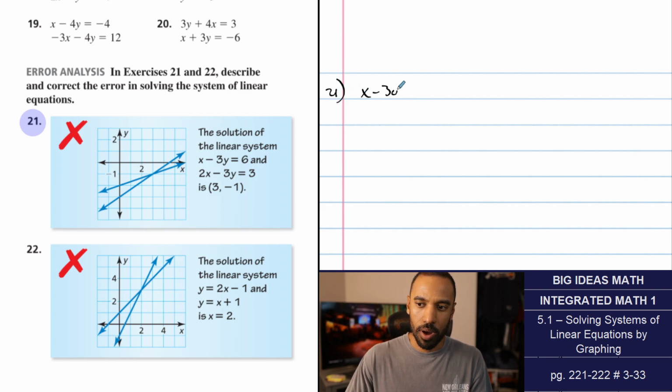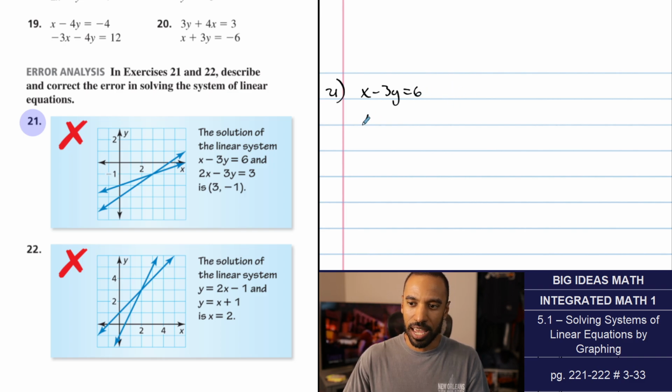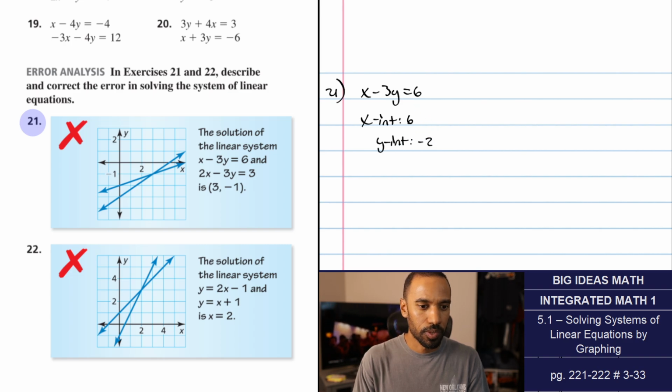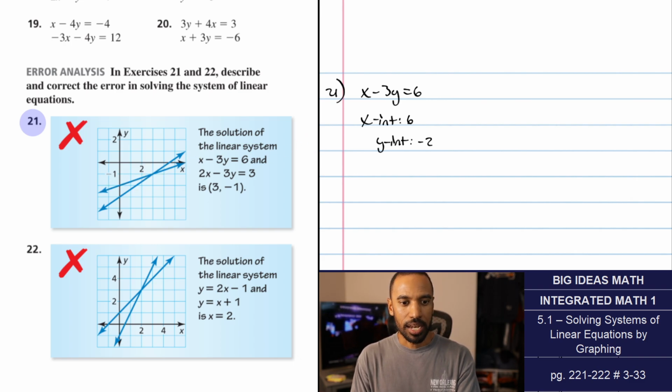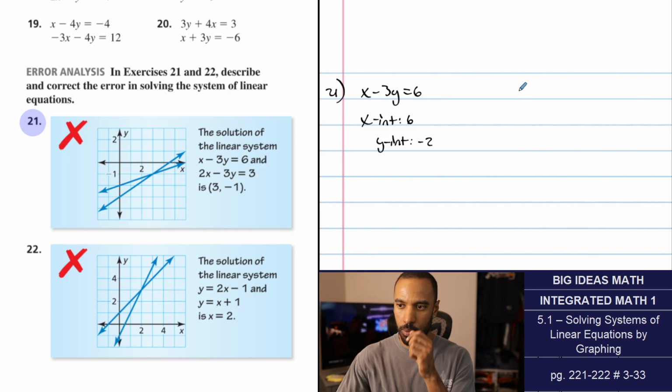X minus 3y equals 6 has an x-intercept of 6 and a y-intercept of negative 2. And that first graph seems to have that. So that one right there I think is good. The next equation, 2x minus 3y equals 3.